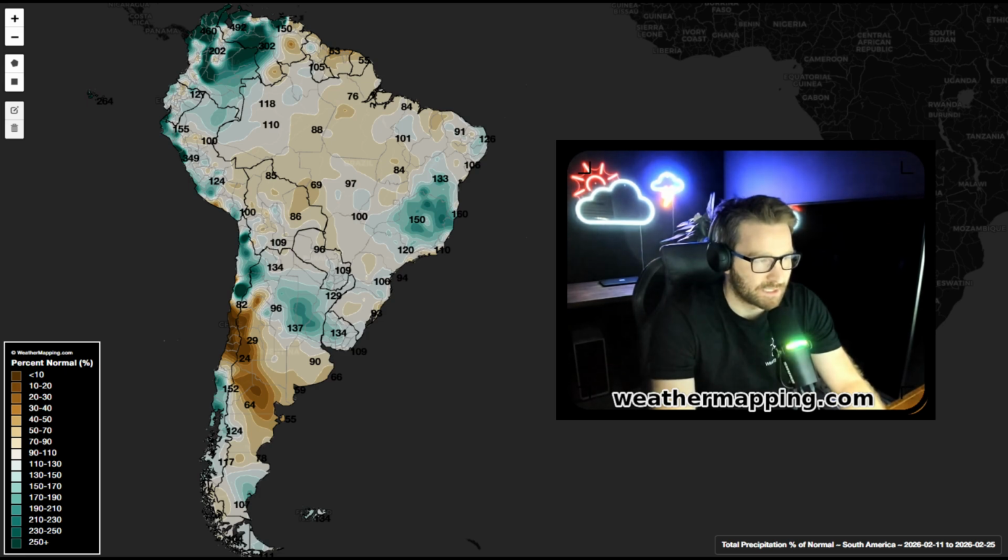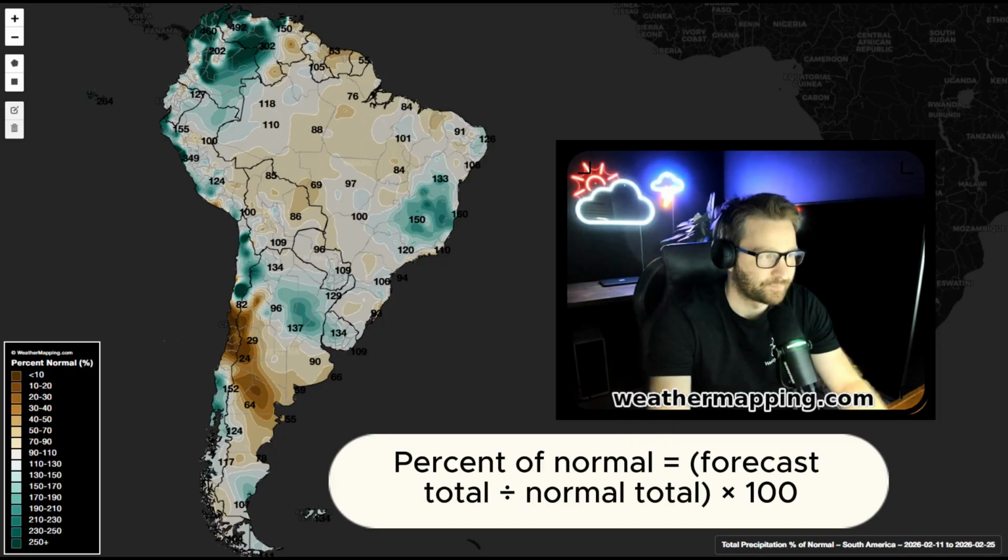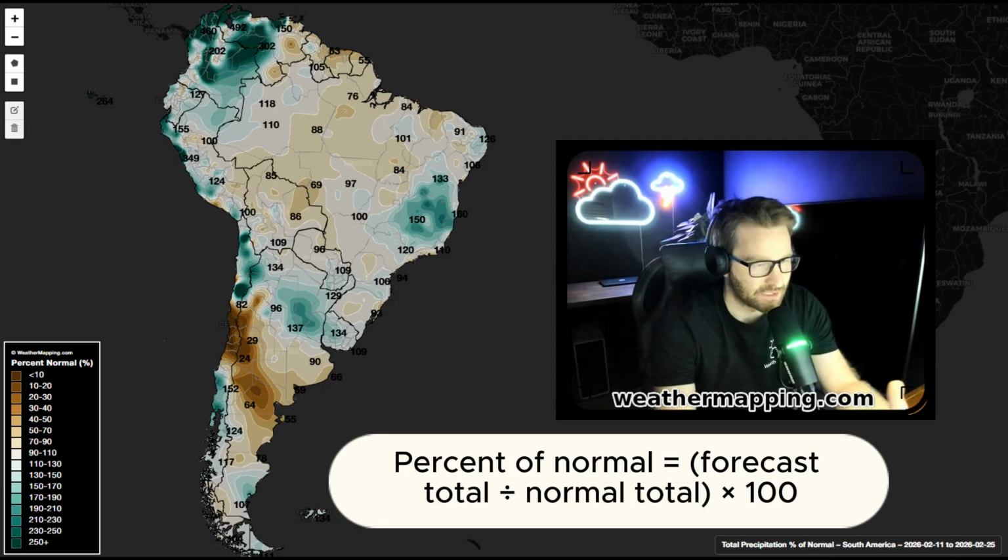So first, let's explain the metric itself. What is percentage of normal precipitation? Well, this compares the forecast total over the period that we're looking at compared to what's typical for the same date and location. The calculation is pretty straightforward. Percentage of normal equals forecast total divided by normal total multiplied by 100.